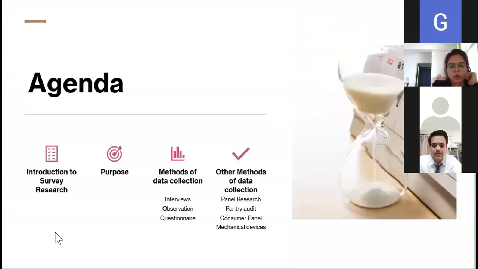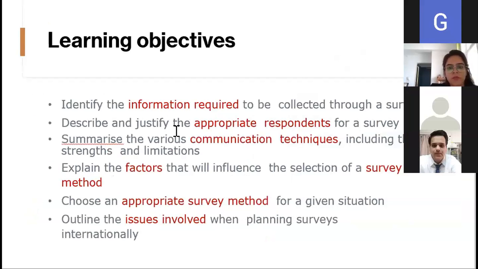So we'll cover introduction to survey research. What is the purpose of conducting surveys? Why do we conduct surveys? What are the various reasons for conducting surveys? Then methods of data collection. You see interviews, observation, questionnaire, all these methods. And there are certain other methods like panel research, audit, and consumer panel, and then mechanical devices are also used to do that observation. So the learning objective is to identify the information required.